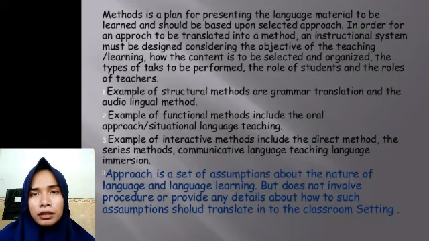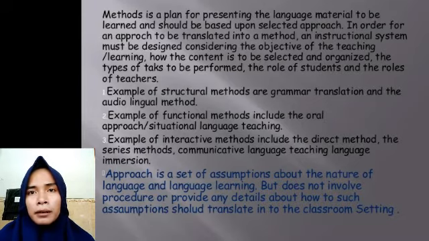And the fourth, an approach is a set of assumptions about the nature of language and language learning, but does not involve procedure or provide any details about how such assumptions should translate into the classroom setting.